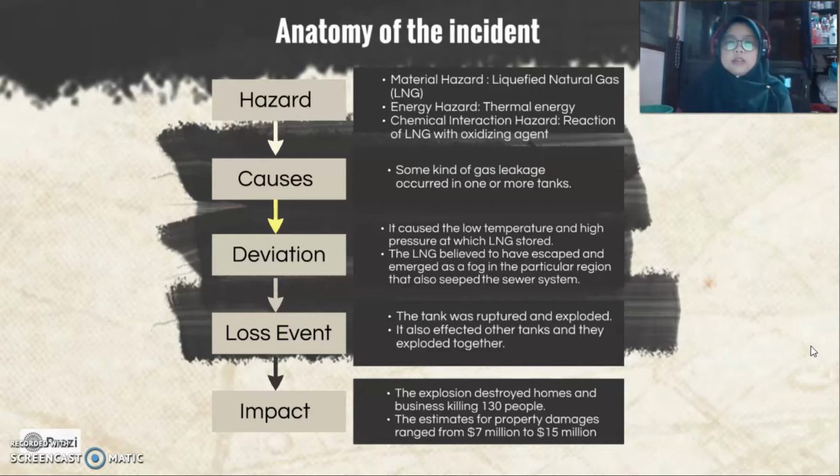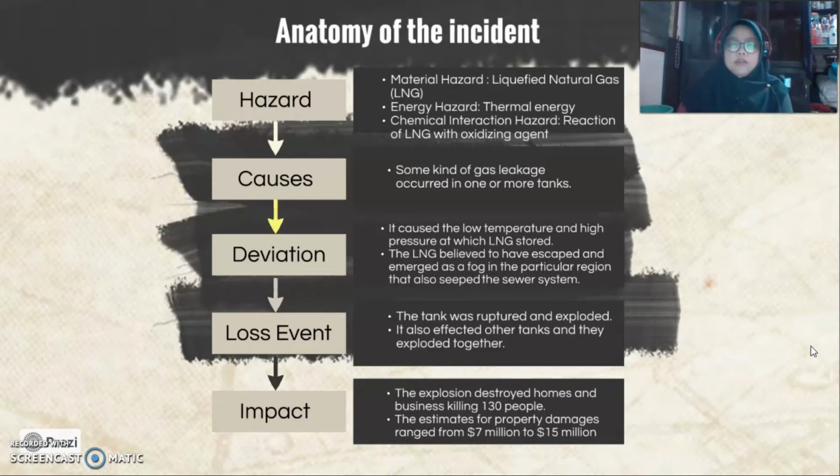Next, about the causes. The cause is some kind of gas leakage in one or more tanks. Because of the leakage, the LNG is believed to have escaped and emerged as a fog in the region, which also seeped into the sewer system. As the loss event, the tank exploded and affected other tanks, and they exploded together and became a big fireball blast, which as an impact also destroyed homes and businesses, killing people.